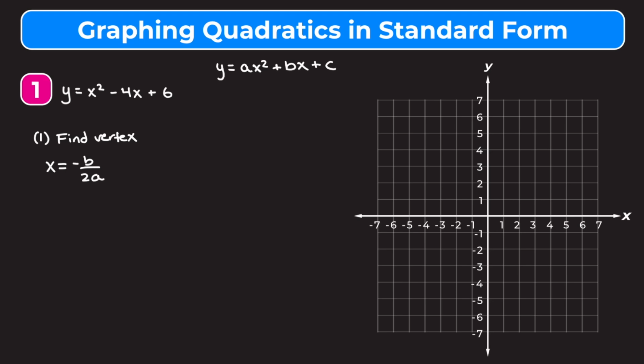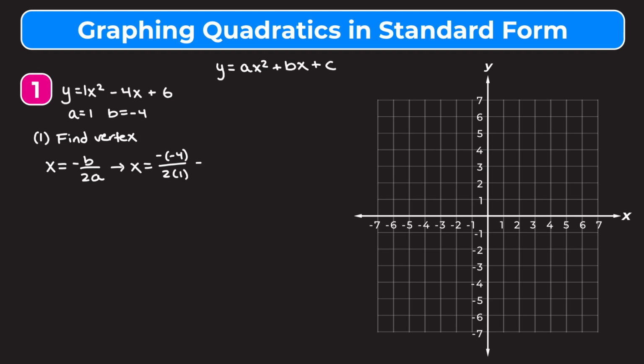So in our initial quadratic, our a value is 1 because it's the number in front of the x squared. So if there's nothing in front of x squared, your a value is 1. And our b value is negative 4 because it's the number in front of the x. So we're going to plug that into x equals negative b over 2a. So we're going to have x equals negative 4 over 2 times our a value of 1.